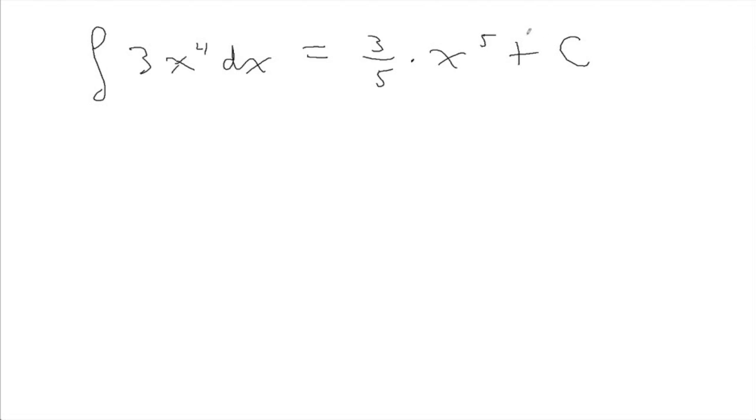So, for example, okay, so let's see. Can you take this antiderivative? Yep, the antiderivative is 3/5 x to the fifth plus c. That's good that you remembered the plus c. Excellent. So what you used there was the power rule for antiderivatives. The power rule for antiderivatives applies in that case.